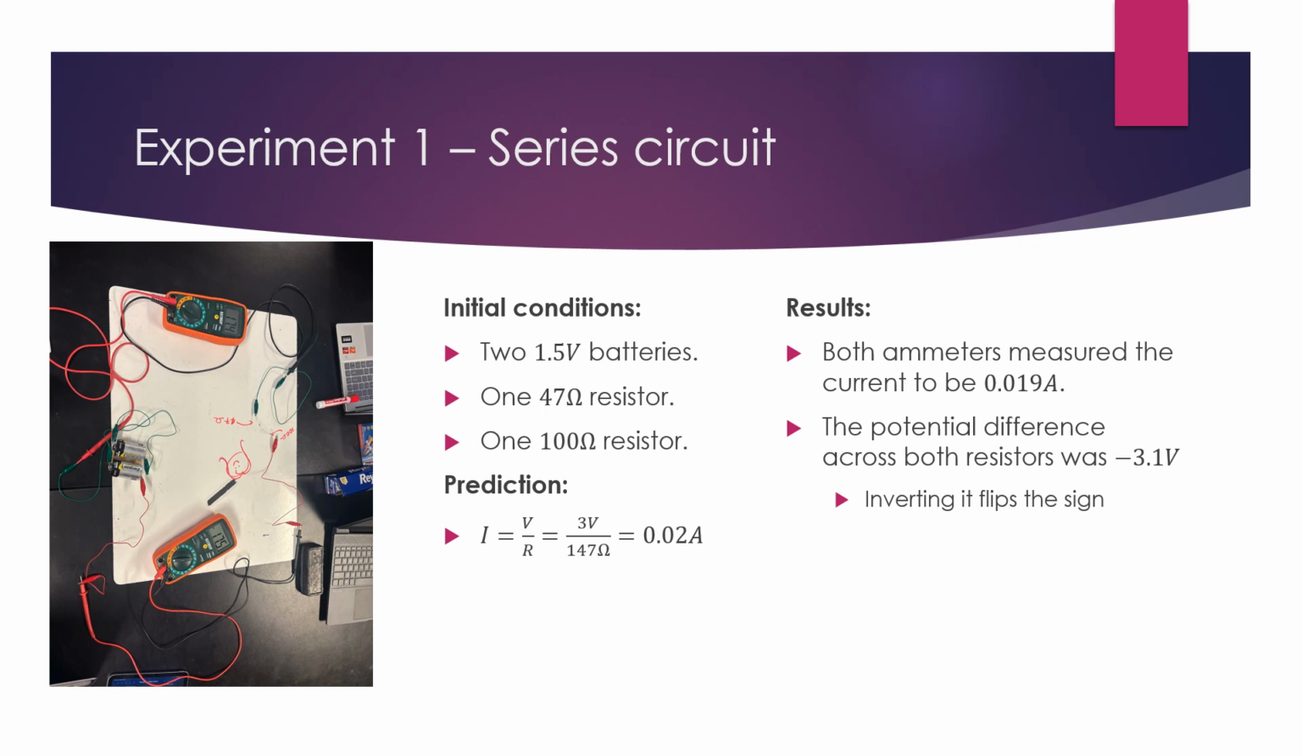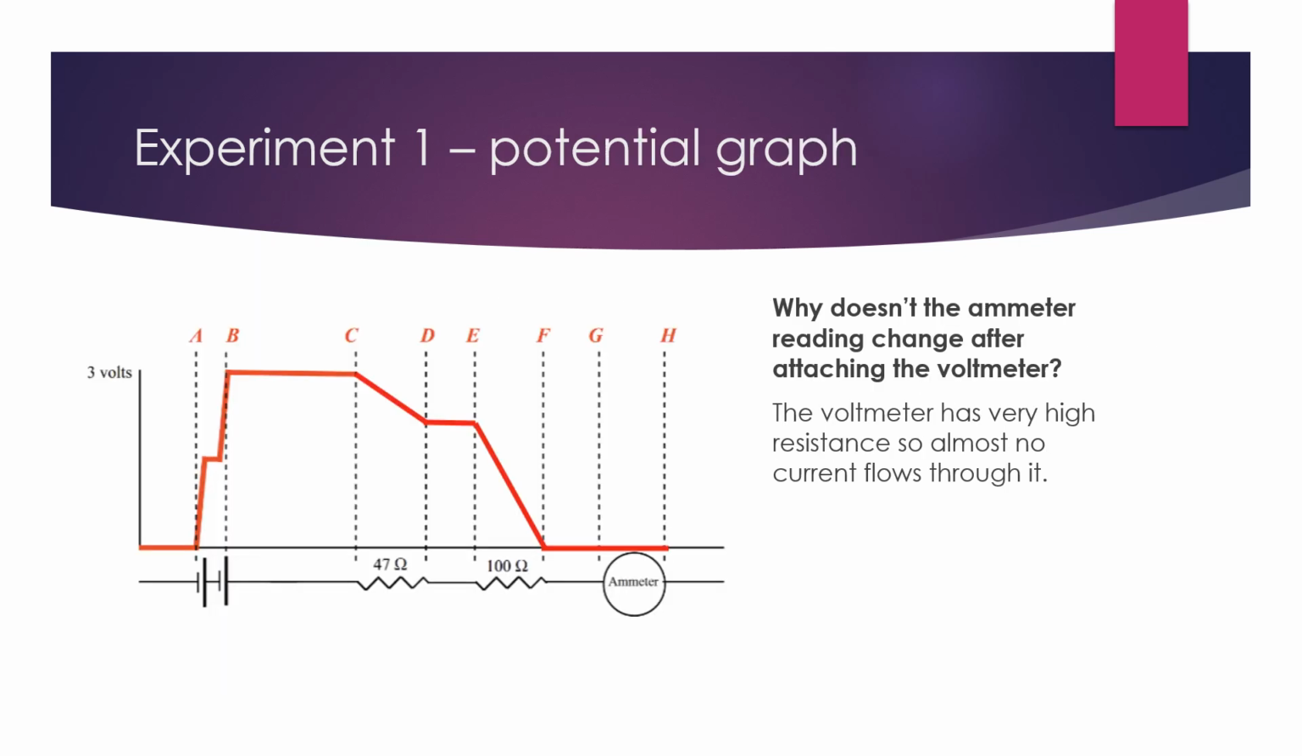As we can see in the results, both ammeters measured the current to be 0.019 amperes, which is very close to our prediction. The potential difference across both resistors was measured to be negative 3.1 volts. If we flip the voltmeter, then the sign of the change in potential also flips.